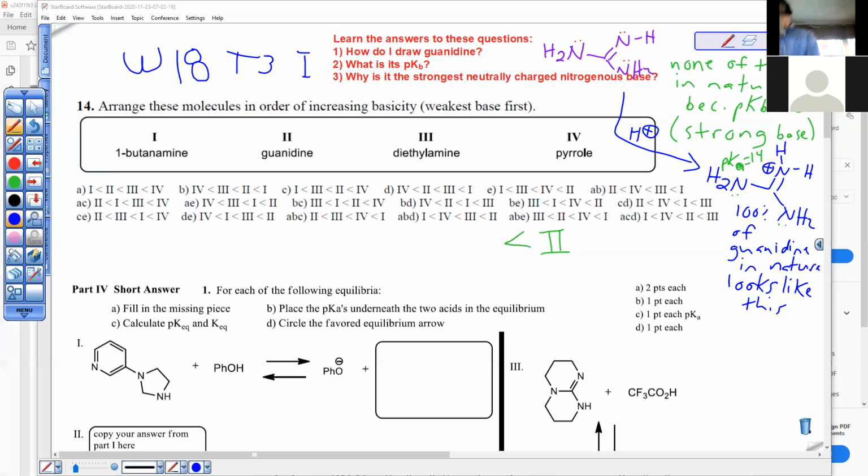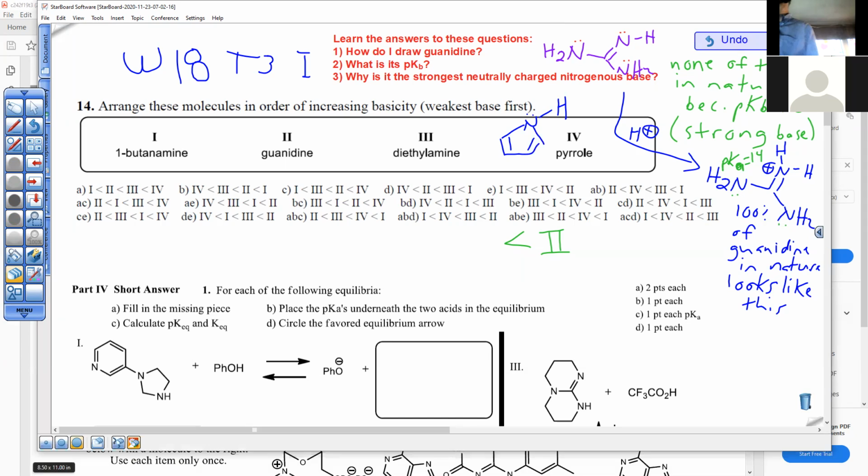Boom. Pyrrole looks like this. And it's an aromatic molecule because nitrogen has a lone pair. You park an H on there and it's no longer aromatic. So that's terrible. Big old eraser. I'm not going to redraw. It's fine. Pyrrole is a terrible base.